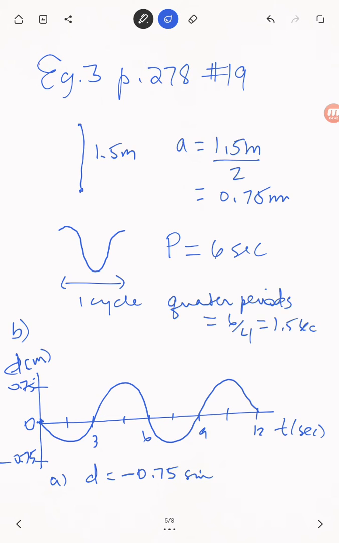Now I need my k value. My k value I can get by doing 2 pi over the period, which is 6. So that's going to be pi over 3. Pi over 3t. And there doesn't appear to be any phase shift or vertical shift. So that is my function for this problem.